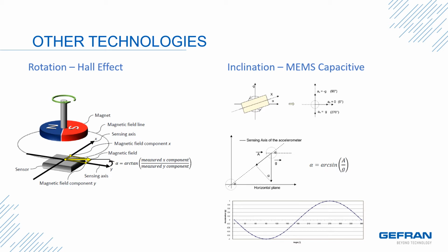Gefran is also a leader in two other technologies, Hall effect and MEMS capacitive. Gefran has developed a method of using Hall effect in a perpendicular fashion so that it can be used to measure rotation angle. Gefran also uses MEMS capacitive to measure inclination and tilt. These are outside the scope of this discussion, and so I will not go into further detail here.